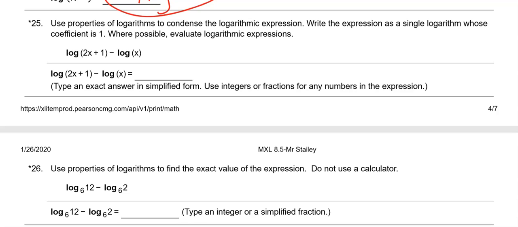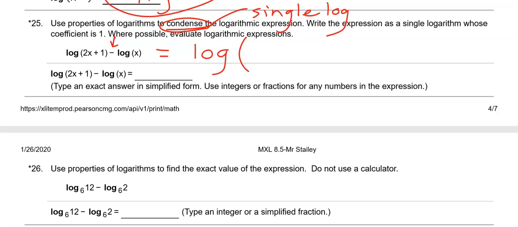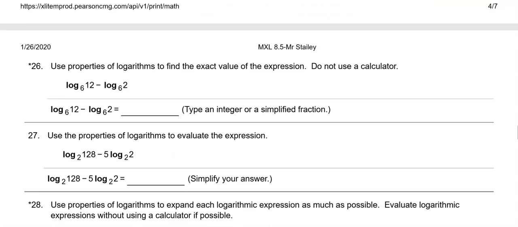Use properties of logarithms to condense. Okay, so now they're right. This is like another way to say what Beyonce was saying when she was talking about all the single logs. So I see subtraction and I want to change this into a single logarithm. Well, what am I going to do? Well, it's the log of a fraction. What fraction is that? Well, the first part is the numerator, 2x plus 1. And the second part is the denominator, x. And no, I can't do anything more with that because I don't know anything about the x's. That is as good as it gets.